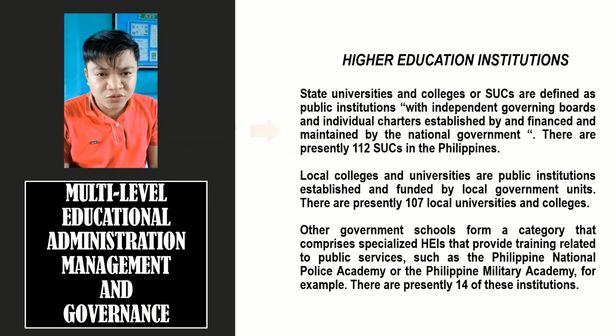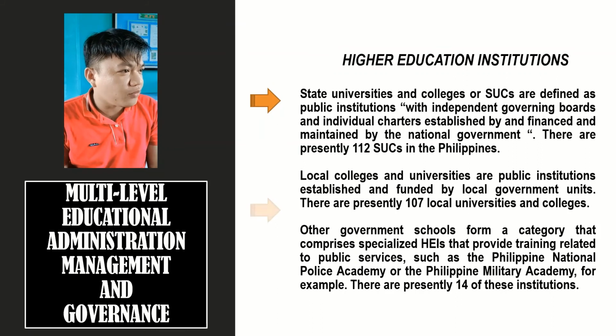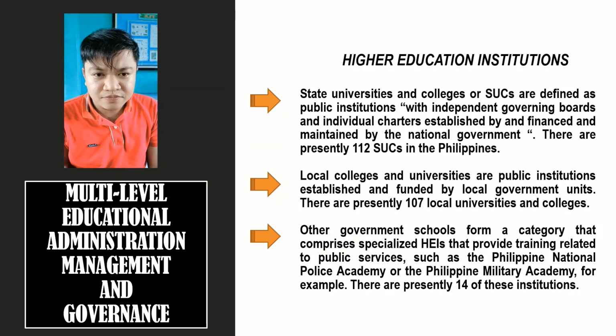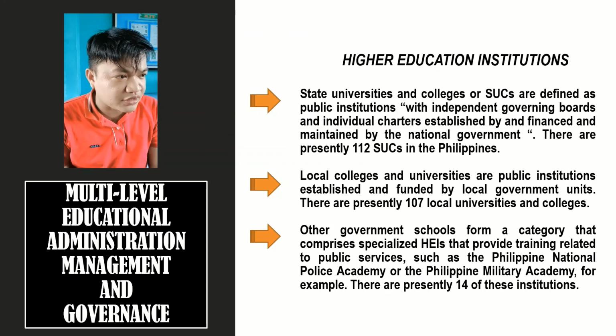Other government schools form a category that comprises specialized higher education institutions that provide training related to public services, such as the Philippine National Police Academy or the Philippine Military Academy, for example. There are presently 14 of these institutions. In order to be classified as a university, institutions need to offer graduate programs in addition to a minimum number of bachelor's programs in a range of disciplines.